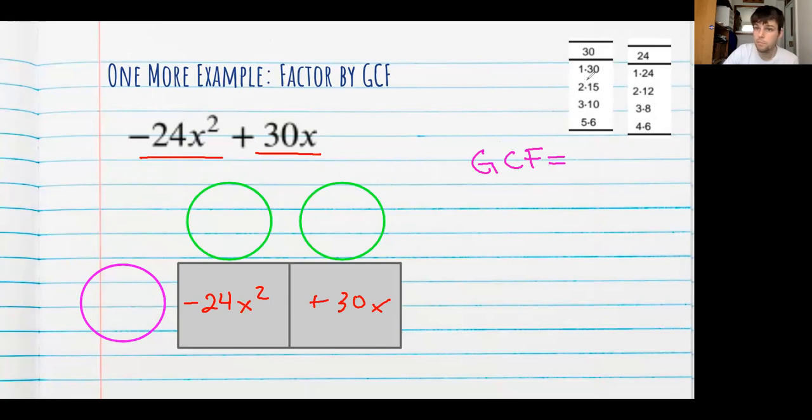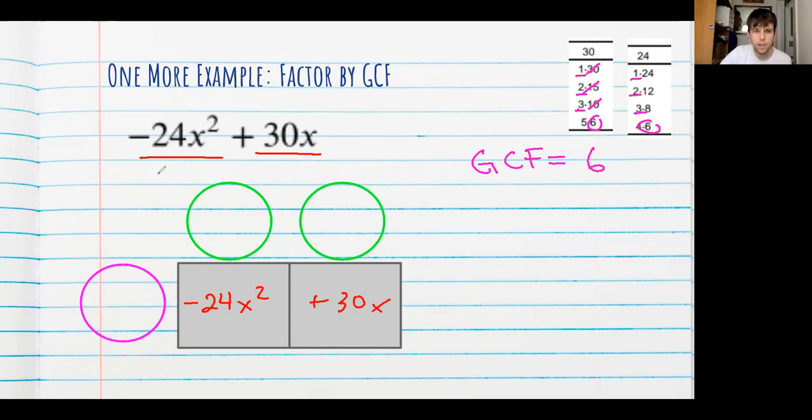Again, luckily for me, I went ahead and put this up here. So 24 and 30, they have 1 in common, 2 in common, 3 in common, 6 in common. I think that might be the biggest. 10 no, 15 no, 30 no. So 6 is my greatest common factor as far as the numbers go.